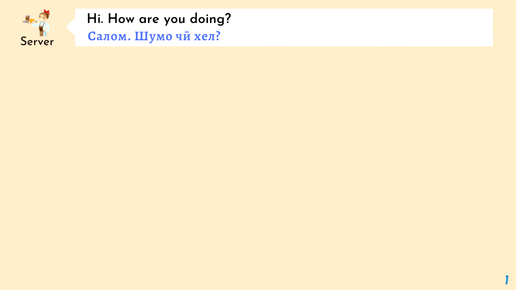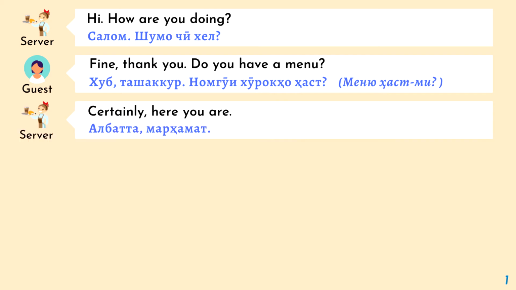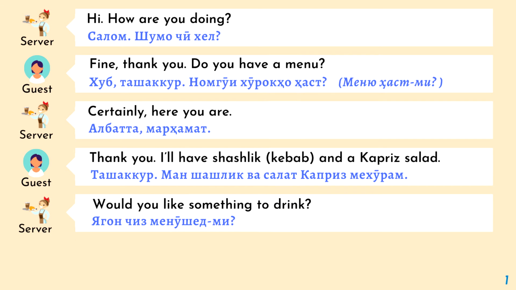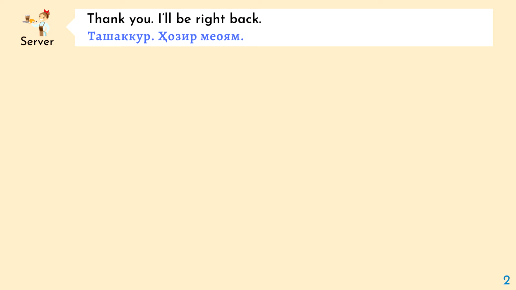Hi, how are you doing? Salom, shumo chi khair? Fine, thank you. Do you have a menu? Khub, tashakkur. Nomgoy khorokho hast? Menu hast mi? Certainly. Here you are. Albatta, marhamat. Thank you. I'll have shashlik and caprese salad. Tashakkur. Man shashlik va salat kapriz mikhuram. Would you like something to drink? Yagon chiz menushed mi? One glass of orange juice, please. Yak istakon sharbati aflesu. Thank you. I'll be right back. Tashakkur.